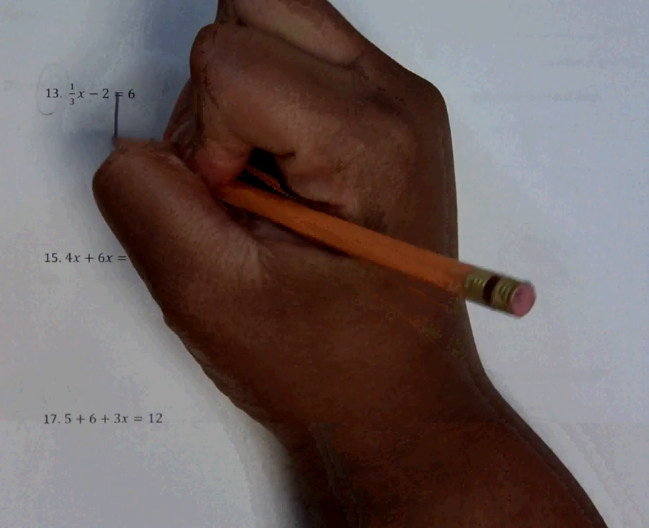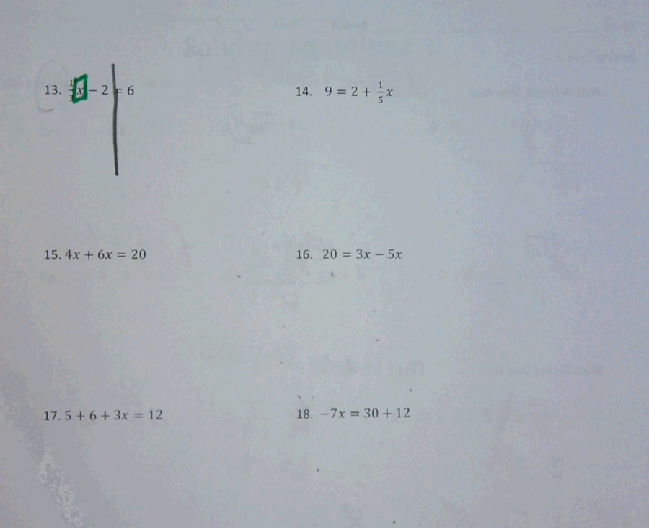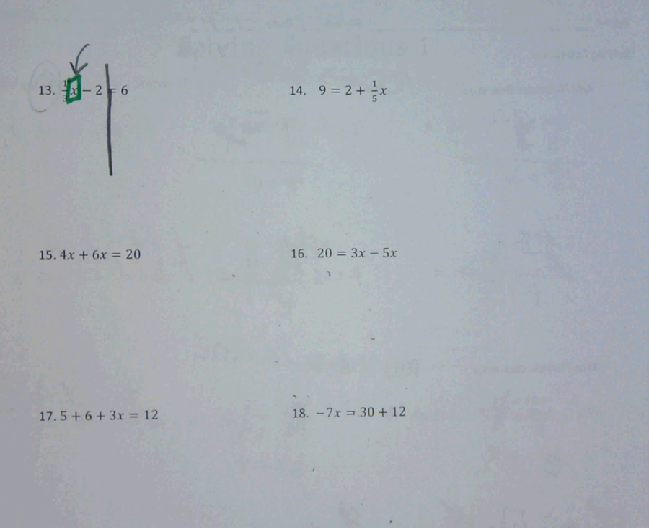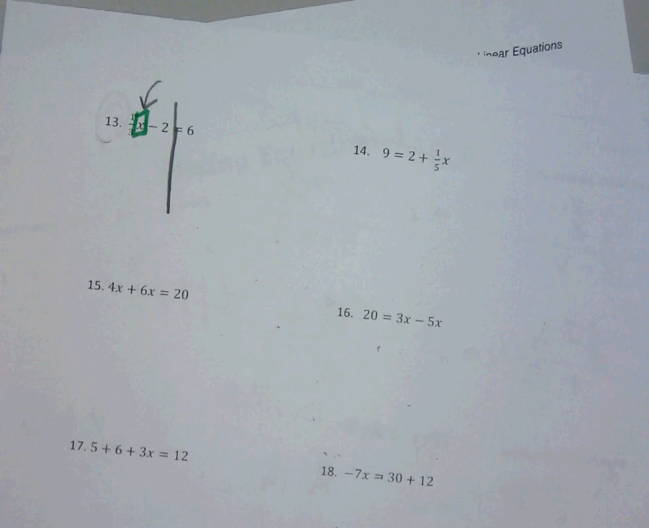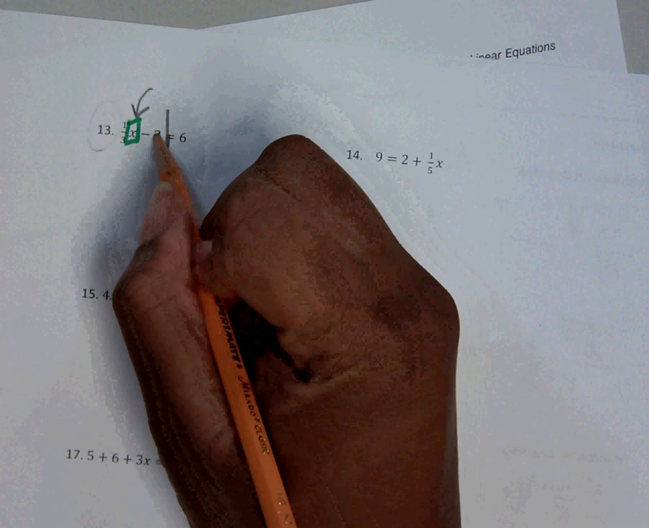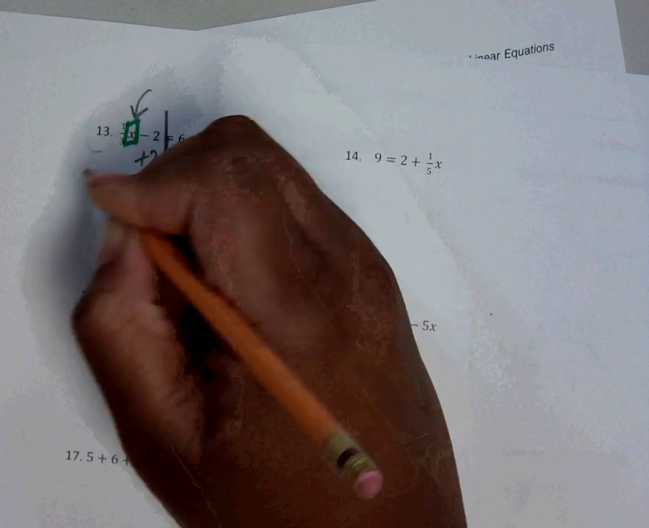Well, let me draw my line. Let me find my variable. My variable is x. What is a variable? It's a letter that represents a number. That is my variable. Okay, so I move the 1/3 or the minus 2. We always add or subtract, so it's going to be plus 2.